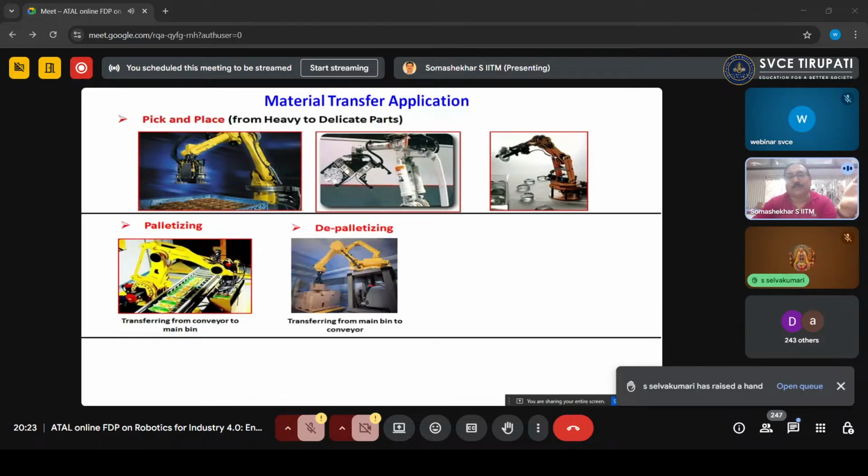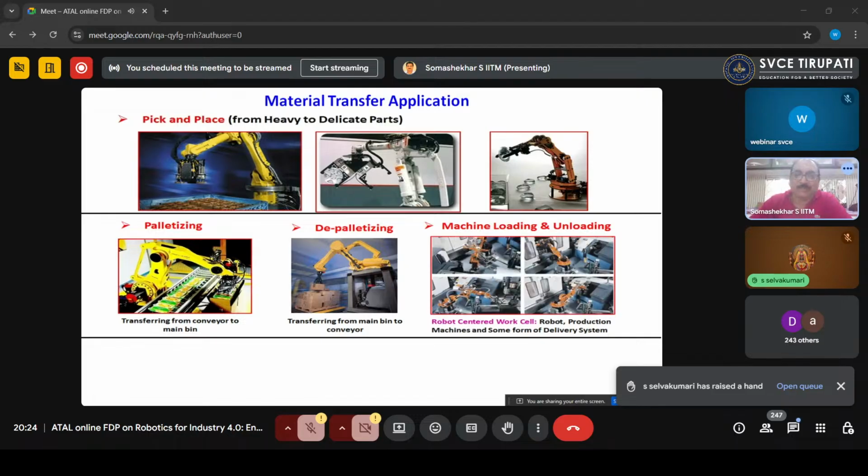Similarly, depalletizing: the ready-made workpieces are coming, then it will open them and arrange them properly, depalletizing for machining or whatever the operation is. Again, a higher degree of freedom is required to orient and hold the workpiece in different directions. In machine loading and unloading, as I have told you, one central robot serves 2-3 machines in the work cell.